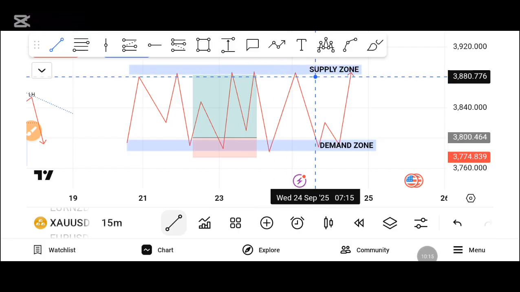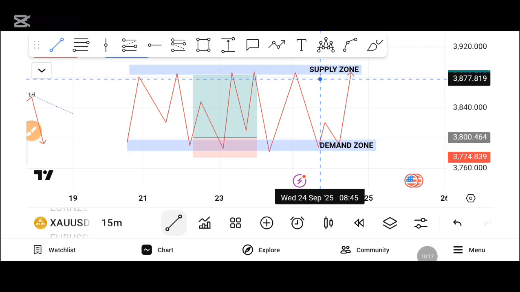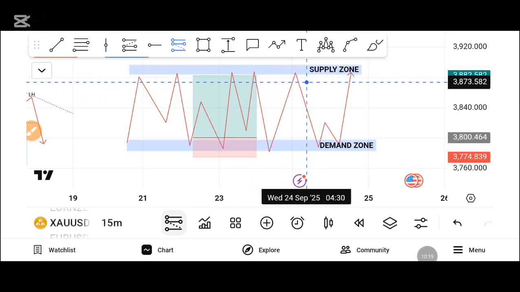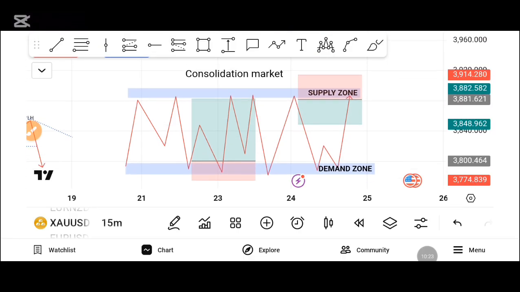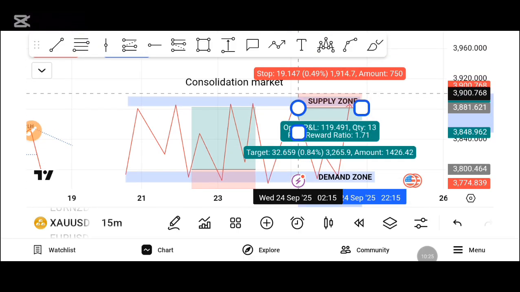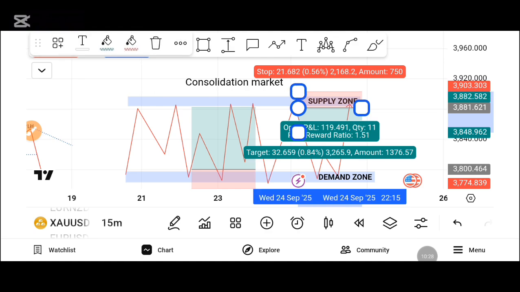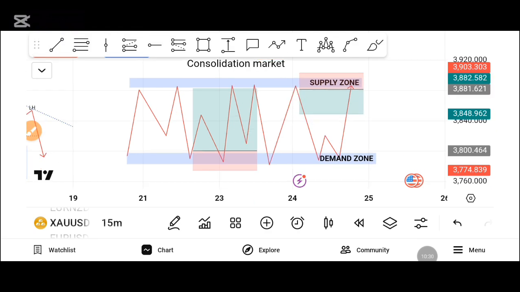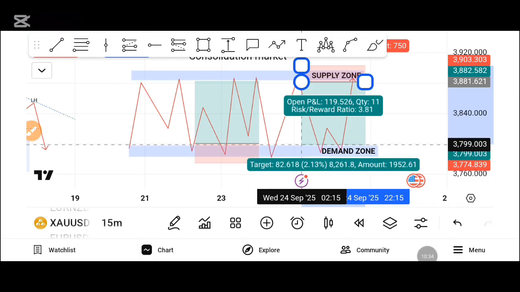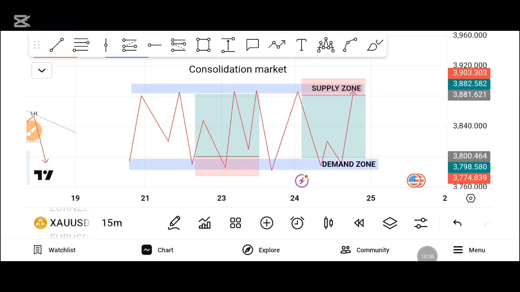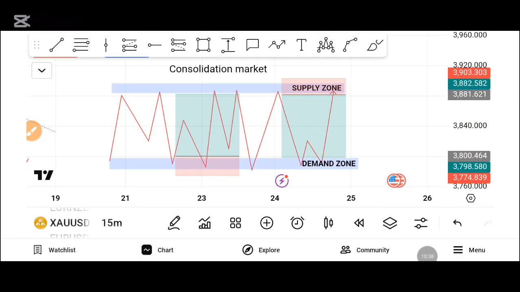And if I want to sell, I definitely bring out my short position. Then I make my SL a little bit higher than the previous supply zone, and my target will be the next demand zone. So this is how we trade the consolidation market. But for me, I don't trade the consolidation market because it is risky.